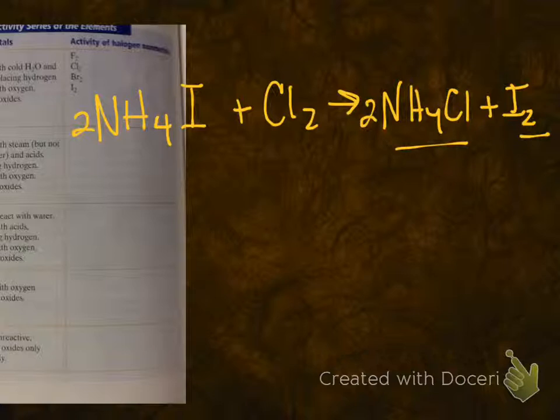So it's key when you're predicting products, make sure you're writing correct formulas, and then make sure that if you're asked for a balanced chemical reaction, you're balancing correctly. So just putting it all together. Okay, let's do one more with halogens, and I'll hand you a practice sheet. So let's do sodium chloride plus bromine.